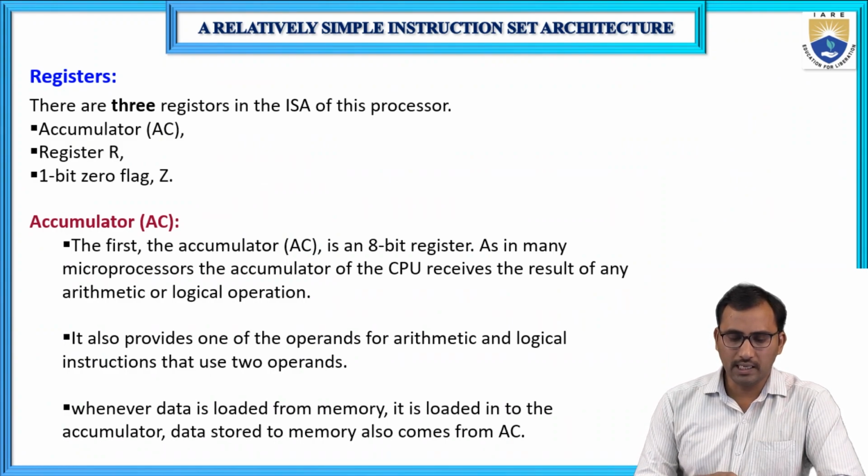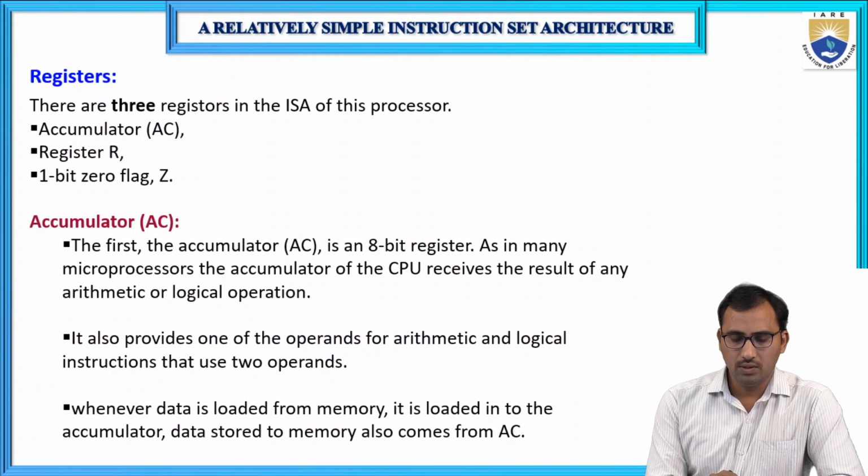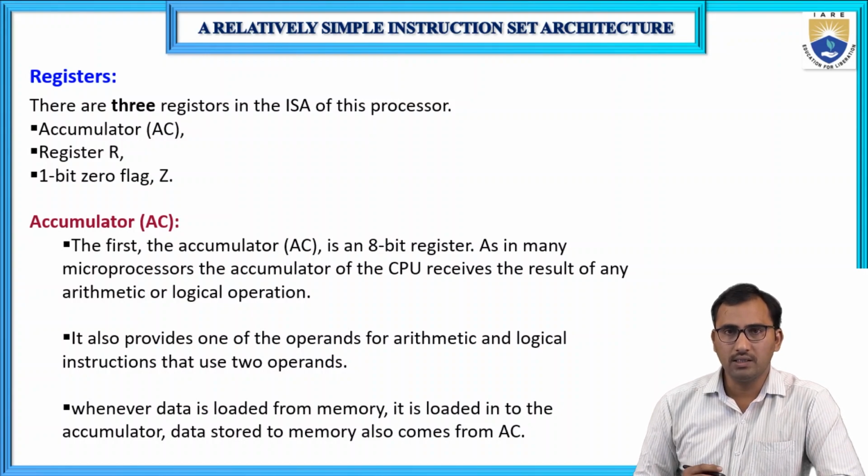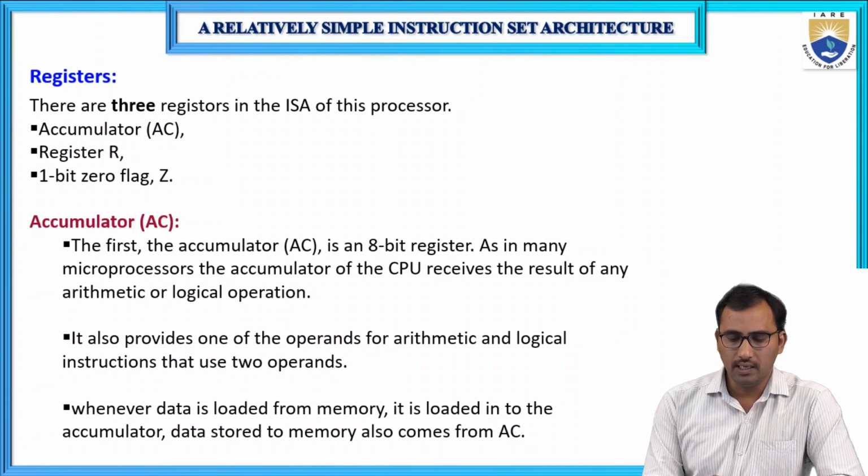And coming to the second thing, that is registers. Basically, the processor mainly has 3 registers in the ISA of this processor. The first one is the accumulator, the second one is a register R, and the third one is a 1-bit zero flag. So these are what mainly exist in the ISA of the processor.